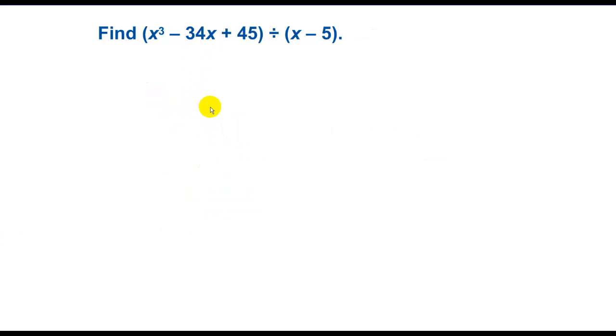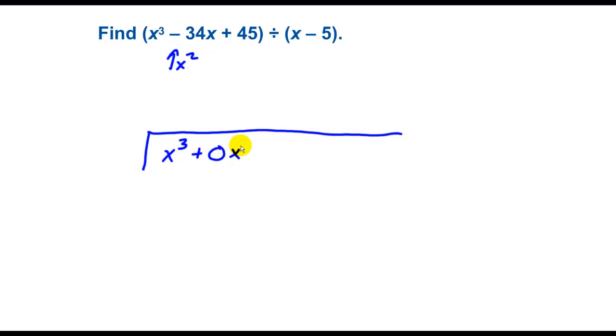This one's a little bit different in that you'll notice I go from x cubed to an x to a 45. There's no x squared term here. And whenever we're missing an exponent term, we should put in a placeholder. So this is like x cubed plus 0x squared minus 34x plus 45. And you'll see why this comes in handy in a second. X times what gives me x cubed? That's an x squared. I multiply, I get x cubed minus 5x squared.